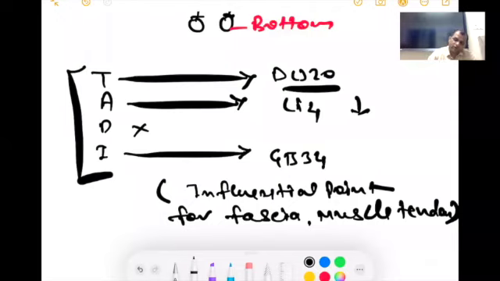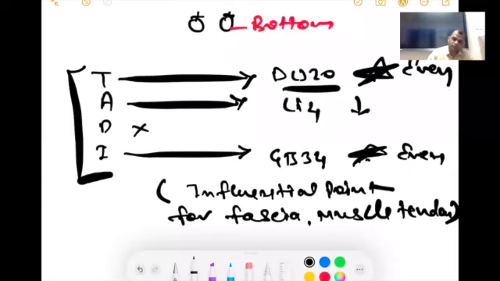We'll do the even method on DU20, sedation of Li4, and the even method on Gallbladder 34. This is the starting of treatment. This is the common treatment. So let's see the location of all the 3 points, then we'll proceed further.